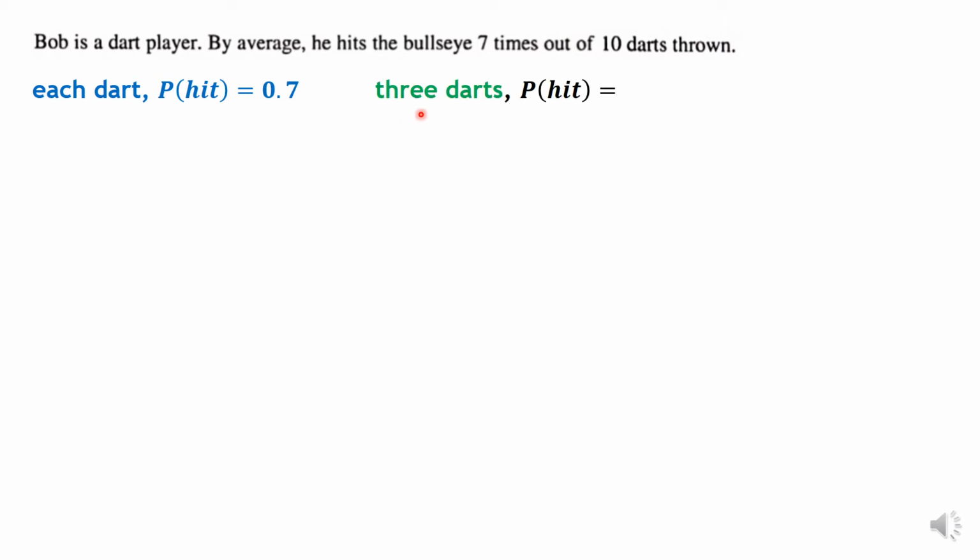So each game, 3 darts. What is the probability for that? It should be 0.7 cubed, so 0.7 times 0.7 times 0.7. This will be the first dart, the second dart, the third dart. So this will be given 1 mark. And the answer is 0.343, 1 mark.